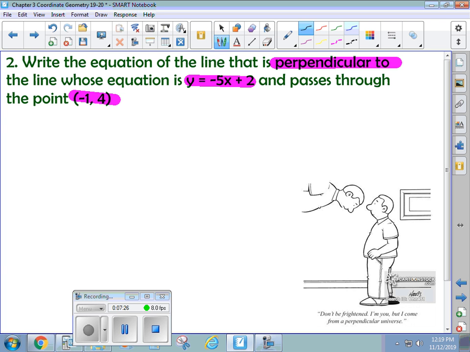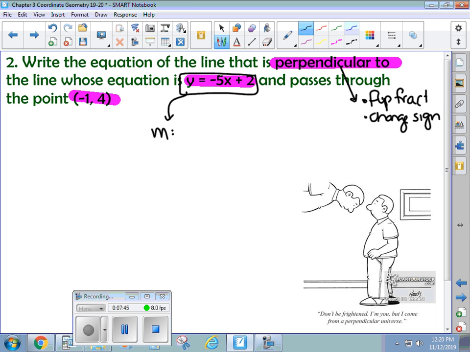Let's talk. What do we know about perpendicular lines? What do we know about their slopes? Yep, I'm going to flip the fraction. I'm going to change the sign. All right, well, let's look at the equation that they gave me. Do you know the slope of that line? Yeah. What is it? Negative 5, correct? So what would a perpendicular slope be?